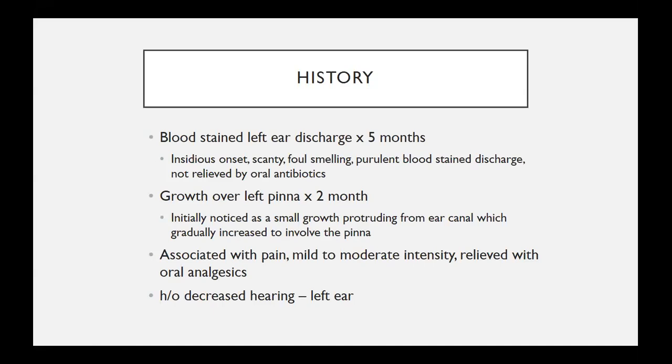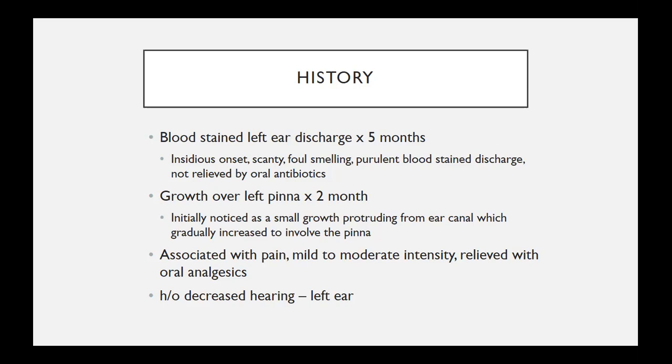History of presenting illness. Complained of blood-stained left ear discharge since 5 months, which was insidious in onset, scanty, foul-smelling, purulent discharge, which was not relieved with oral antibiotics, which he had sought from a local doctor, a general practitioner. He also noticed growth over left pinna since 2 months, which was initially a small growth protruding from the ear canal, later gradually increasing to involve the pinna to the present size. The symptom was also associated with pain, which was superficial, mild to moderate intensity, relieved with oral analgesics.